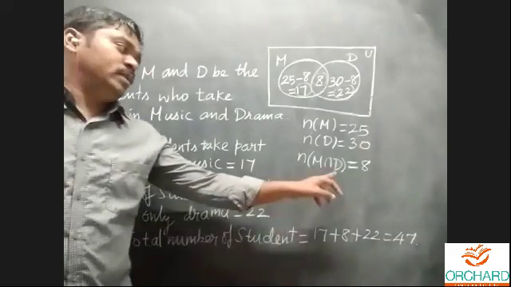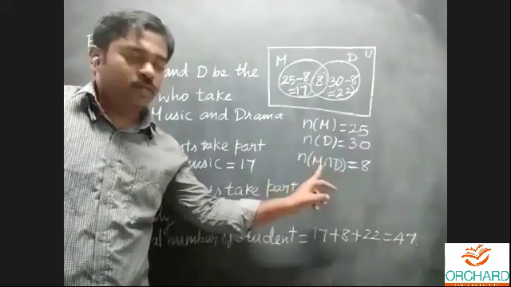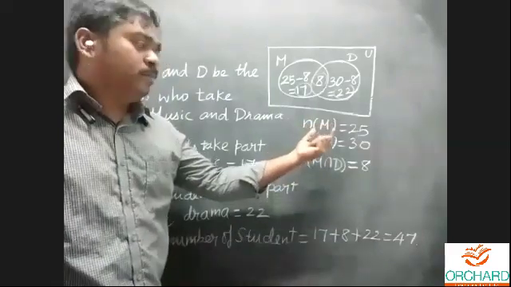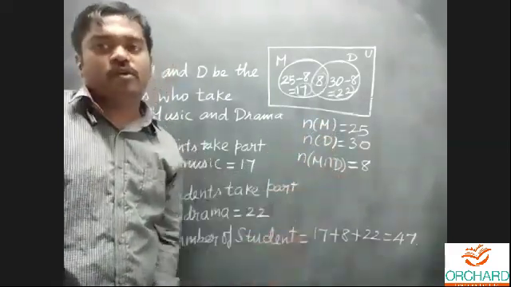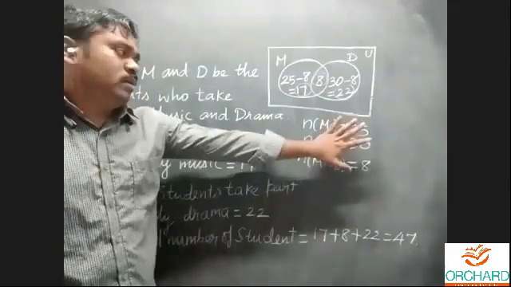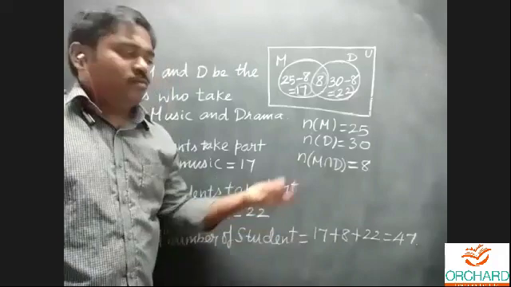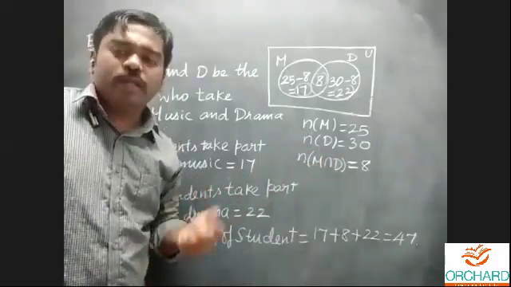But here we can also identify n of M union D. What's the formula? n of M union D equals n of M plus n of D minus n of M intersection D. Then you can identify your answer. But it's better to go with the Venn diagram, because the Venn diagram is the easiest way. With the formula, if you miss a single piece of information, you won't get the correct answer.